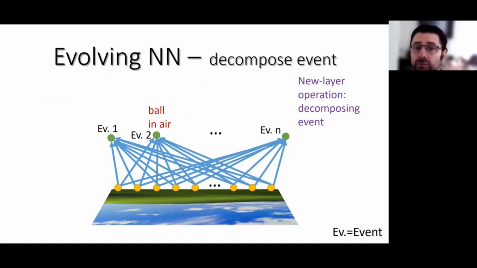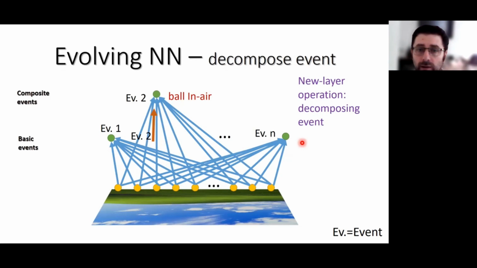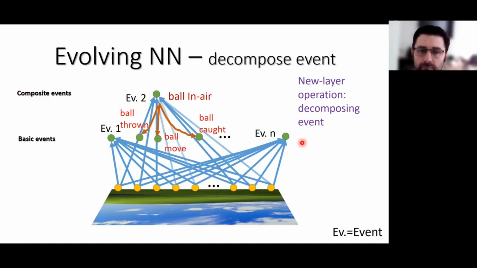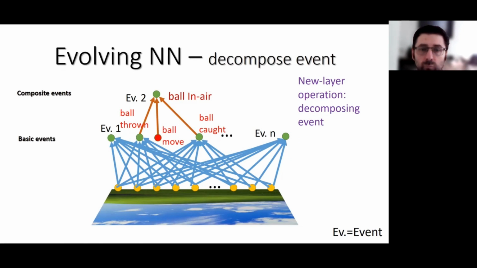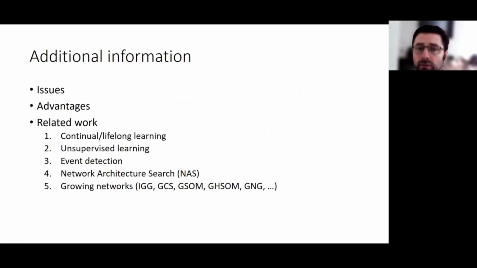An opposite structure changing operation can be decomposing of an event, if it appears to be more complex than it was supposed to. Here we recognize that the ball in the air event is a composite event, so we decompose it to simpler events. We can view it as a refinement. Additional information you can see in the paper.